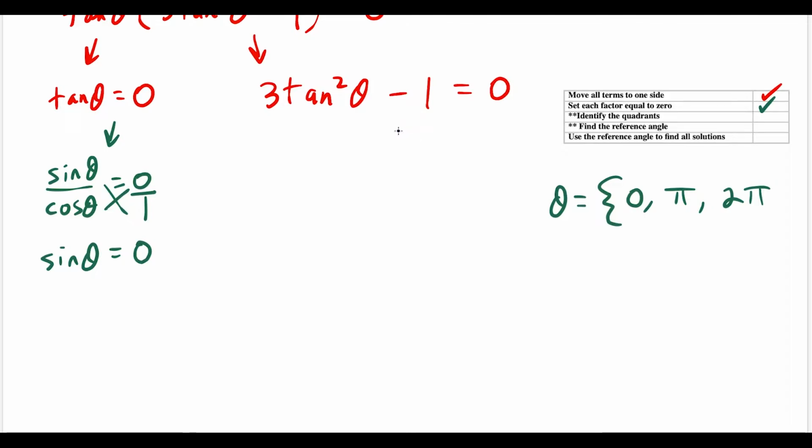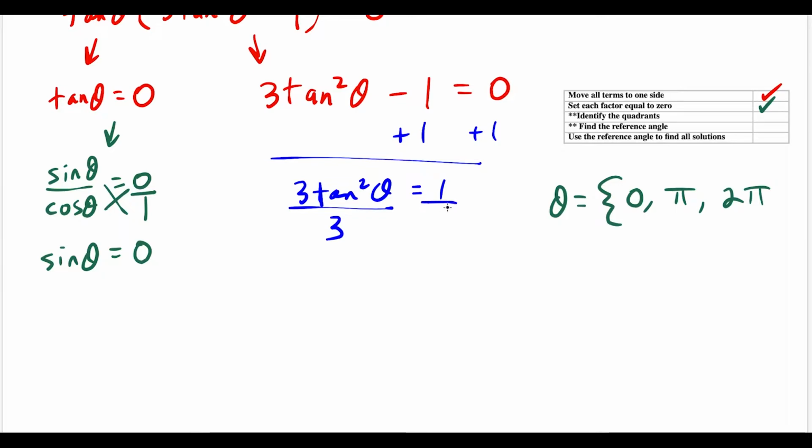But now for the second equation here, we're going to start by adding 1 to both sides. And that's going to give us 3 tangent squared theta is equal to 1. And we'll just make this a little bit neater. And now we just divide both sides by 3. So this brings us to the step where we have tangent squared theta is equal to 1/3.